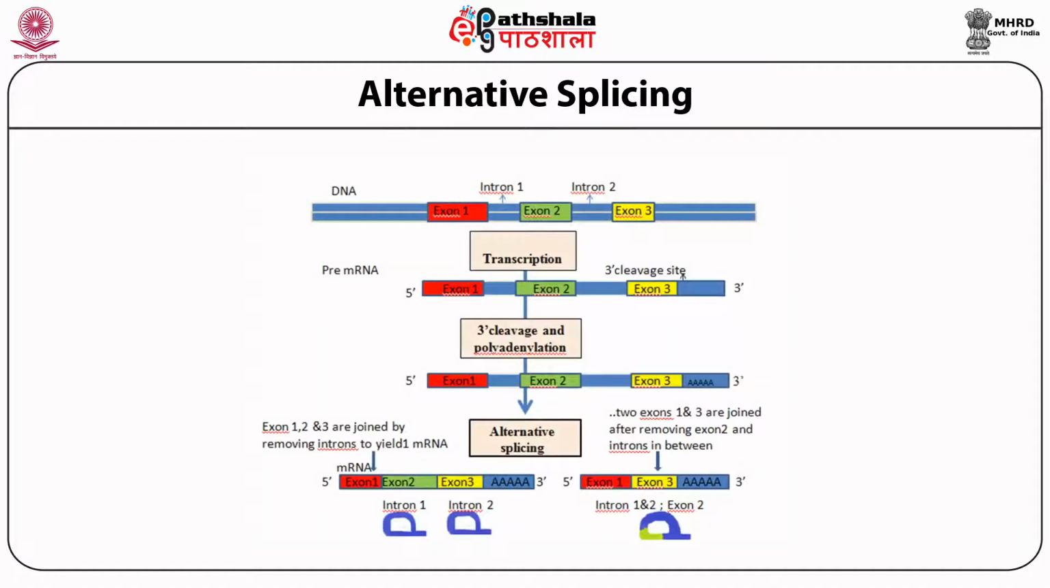Alternative splicing. The pre-mRNA exons are shuffled in different combinations to yield multiple mRNAs that are translated into different amino acid sequences and hence different proteins. By alternate splicing, exons 1, 2 and 3 are joined by removing introns to yield one mRNA. 2 exons, that is 1 and 3, are joined after removing the exon 2 and introns in between to give another mRNA molecule.